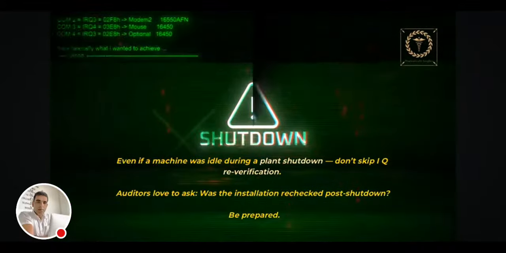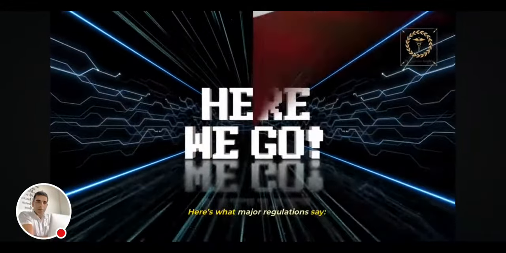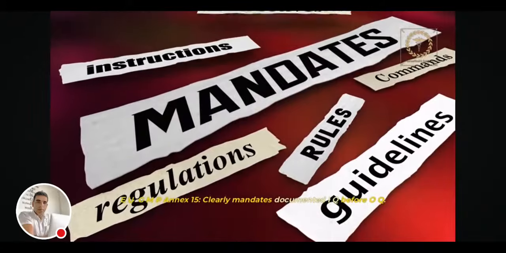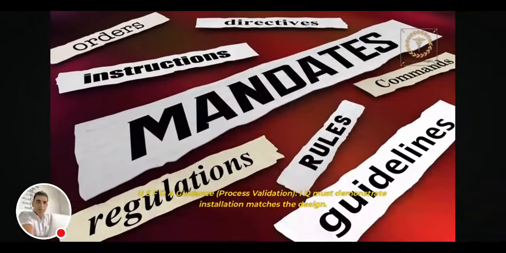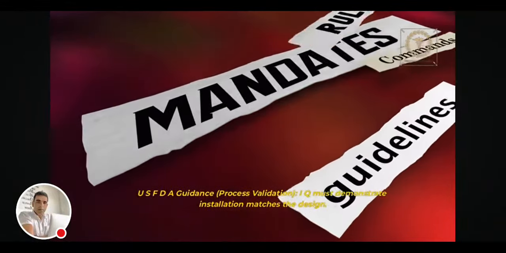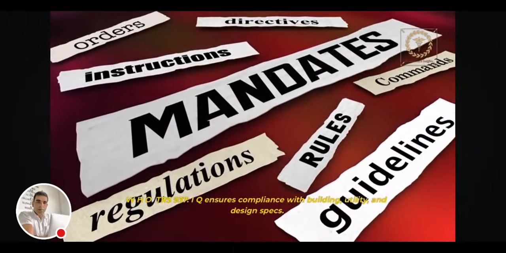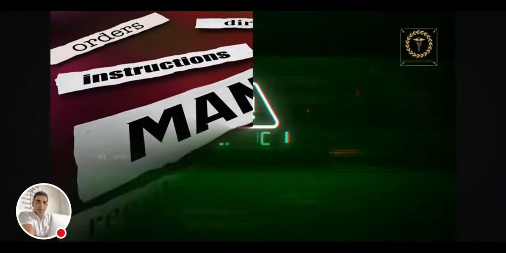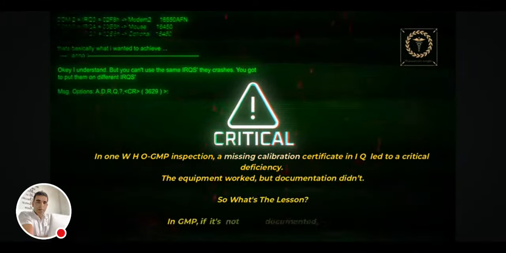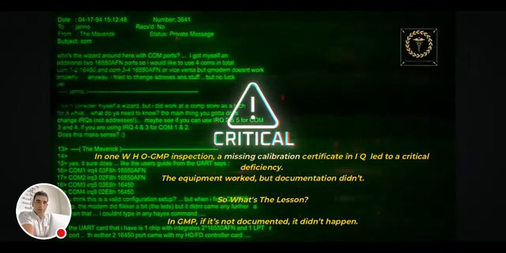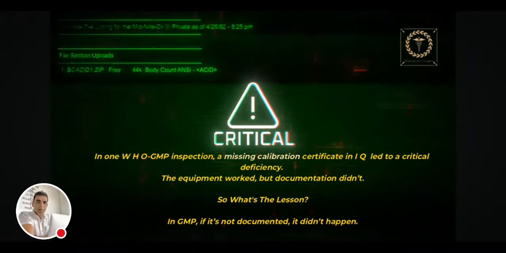Be prepared. What are the regulatory requirements? Here's what major regulations say. EU GMP Annex 15 clearly mandates documented IQ before OQ. US FDA guidance, process validation: IQ must demonstrate installation matches the design. WHO TRS 937: IQ ensures compliance with building, utility, and design specs. In one WHO GMP inspection, a missing calibration certificate in IQ led to a critical deficiency. The equipment worked, but documentation didn't. So what's the lesson? In GMP, if it's not documented, it didn't happen.